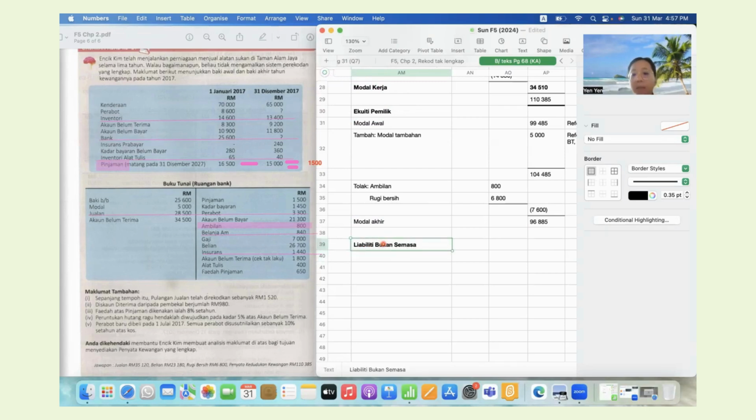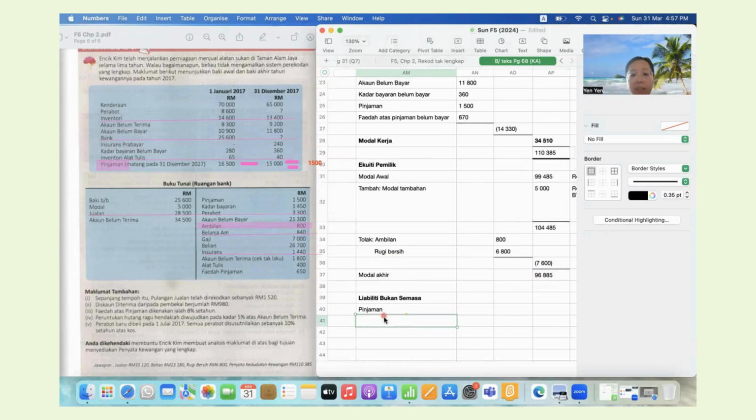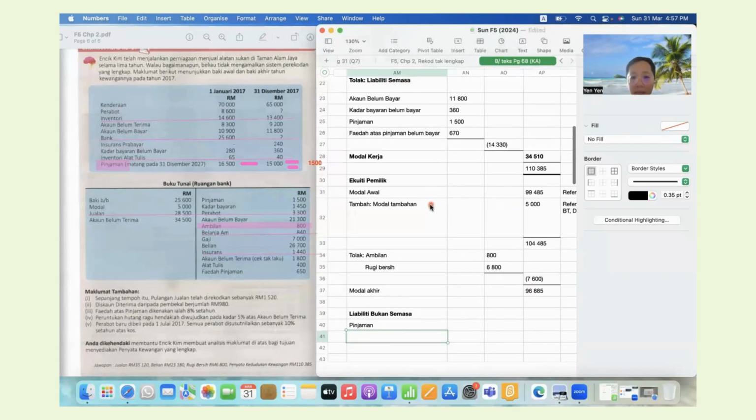Liability bukan semasa. We know that is a pinjaman. So you see, this is a KBAT question, and 99.99 percent will come out in your paper too. So pinjaman under LS, pinjaman under LBS in a question, for this pinjaman we have to record which figure? Okay, so come, listen now.